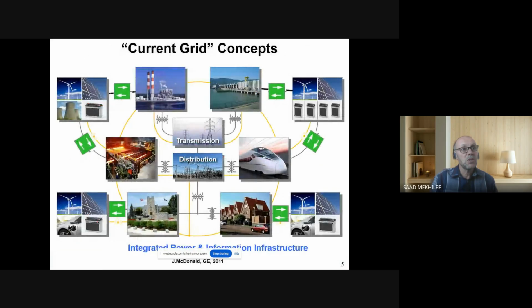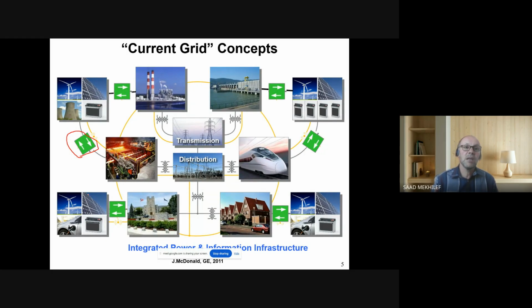But how is the current grid transforming? What you can see from here, first, are these green blocks. What does it mean? It means there is two-way power flow. You can be a user, or a load, or you can act as a generator. This is number one.